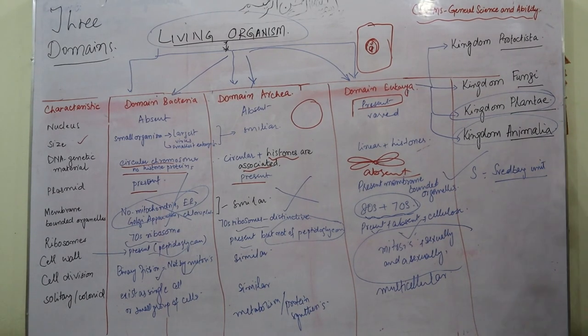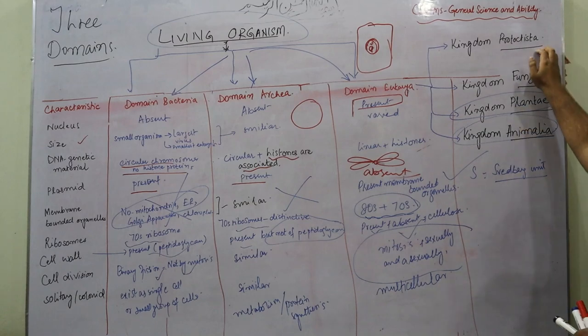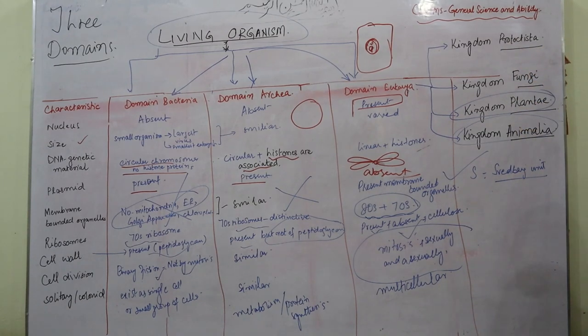The organisms belonging to domain Eukaryota that do not align with Fungi, Plantae, and Animalia are classified as Protoplasta. This is a simple definition. They are unicellular in nature. Mostly protozoans, which live in varied environments, are present in this kingdom Protoplasta. They are the unicellular eukaryotes, while the others are the multicellular eukaryotes.